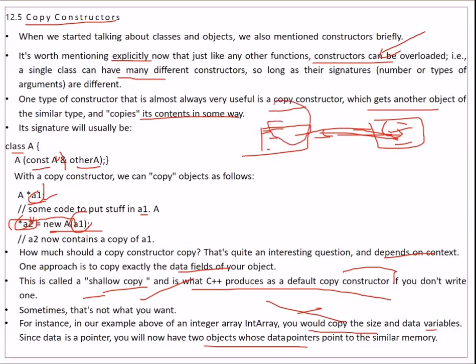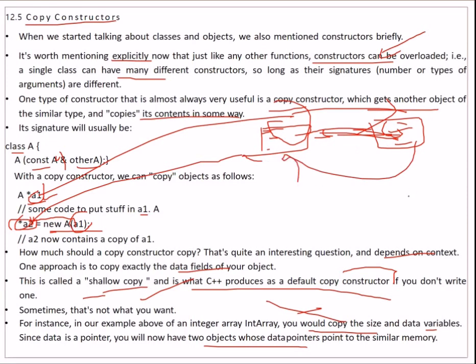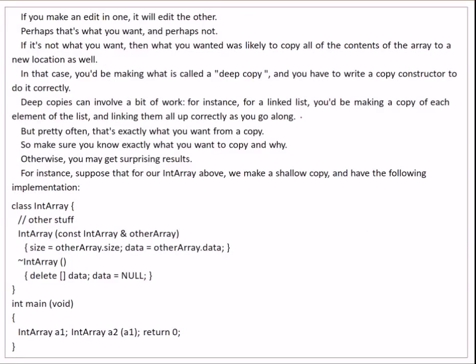Now this is object a1, sorry, and this is a2. You had copied all of a1's stuff to a2. So you have copied data also, but data was actually a pointer. So the pointer was pointing to one memory, and now the other has started pointing to the same memory. So a1 and a2 point to the same memory value. So if you make an edit in one, it will edit the other. Perhaps that's what you want, or perhaps not.